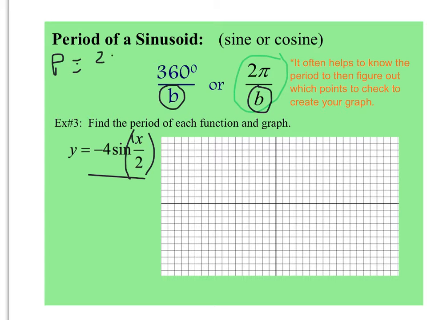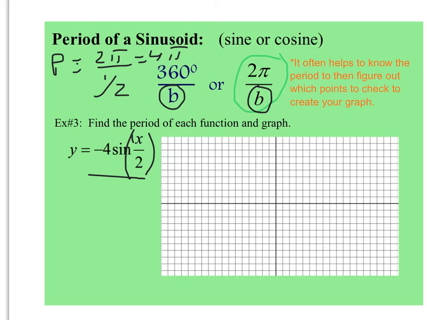So my period for this graph, -4 sine of 1 over 2 x, is going to be 2 pi divided by 1/2, because 1/2 is my b. Now I can't divide by a fraction, so I can only multiply by the reciprocal. So 2 pi times 2 is 4 pi. So my period's going to be 4 pi.